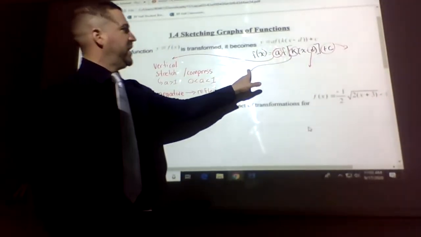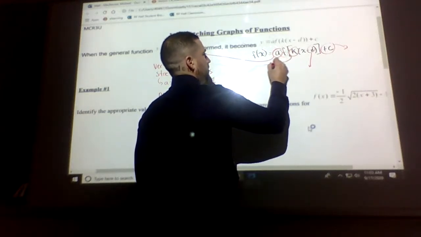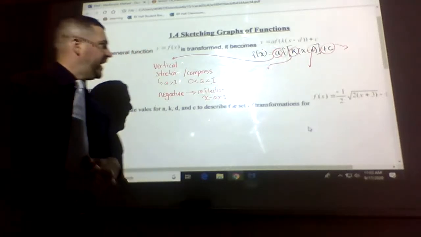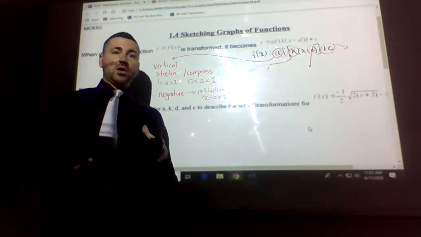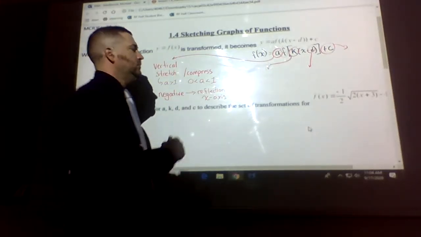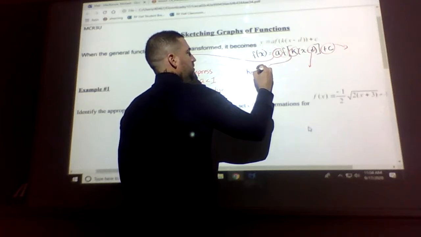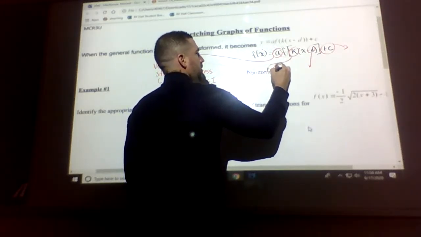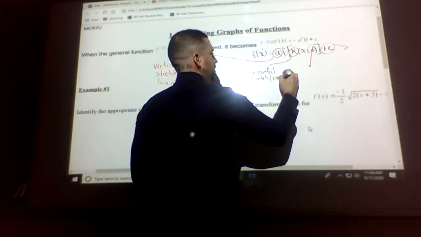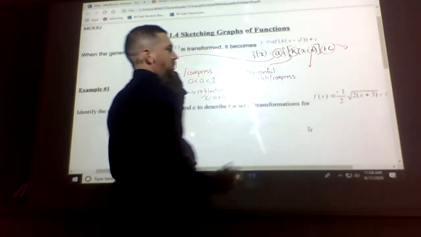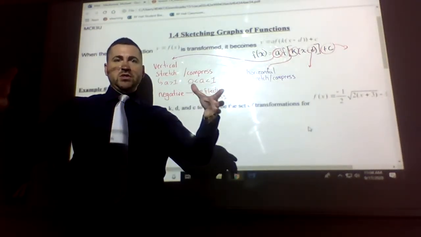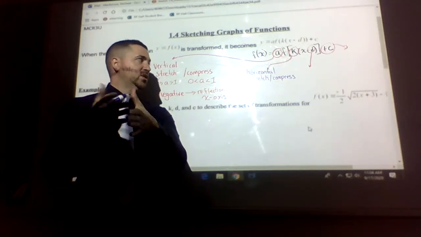Okay, now we're going to our k value. So k does a lot like a, except now it's horizontal. We have a horizontal stretch or compress. So we're looking this way. It stretches or compresses the graph horizontally.